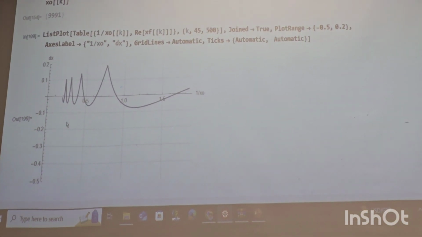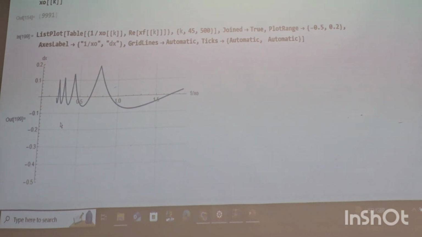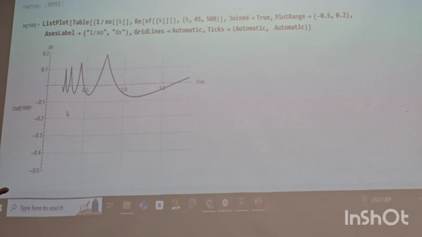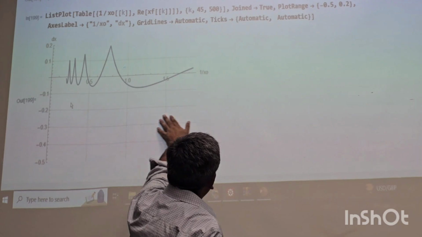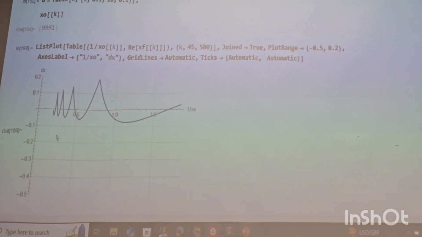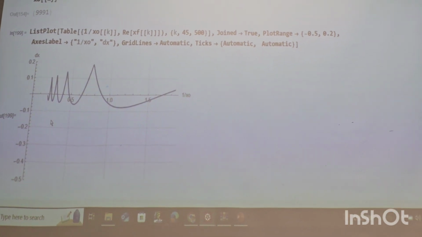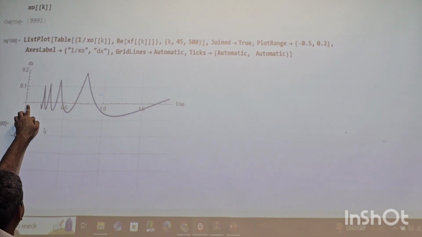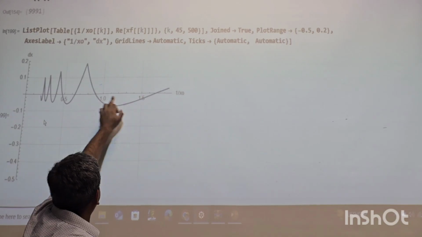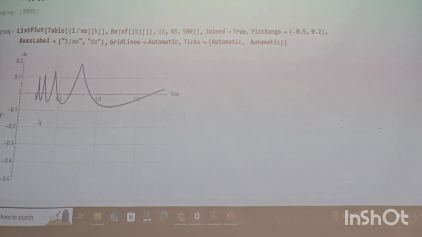1 over x naught, what is it? h bar omega c comes up in the numerator. So this is the magnetic field, and here I have the change in Fermi energy. So this is the Fermi energy unperturbed level, this is the zero level, and sometimes it goes up and sometimes it goes down.